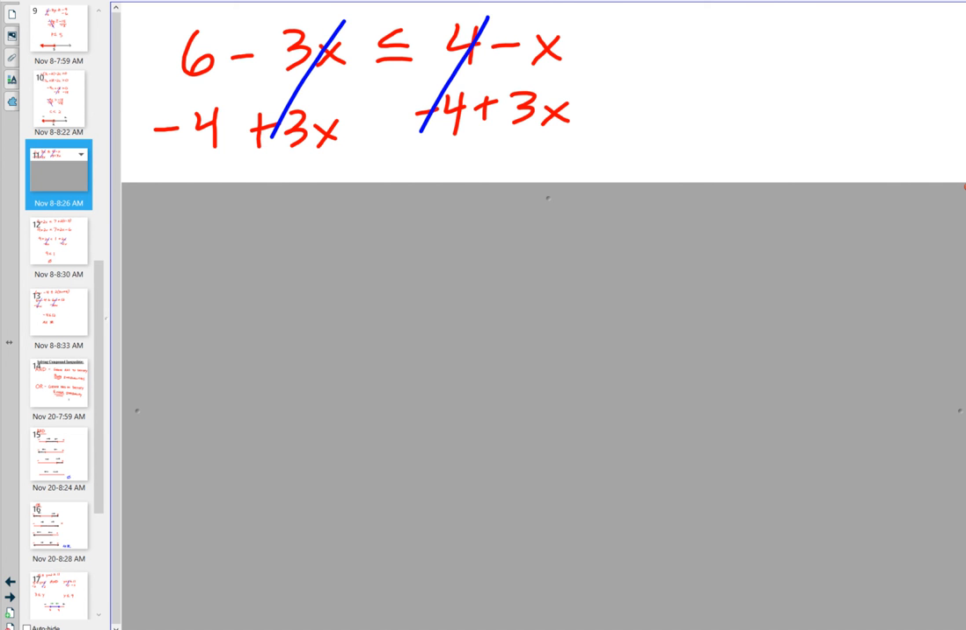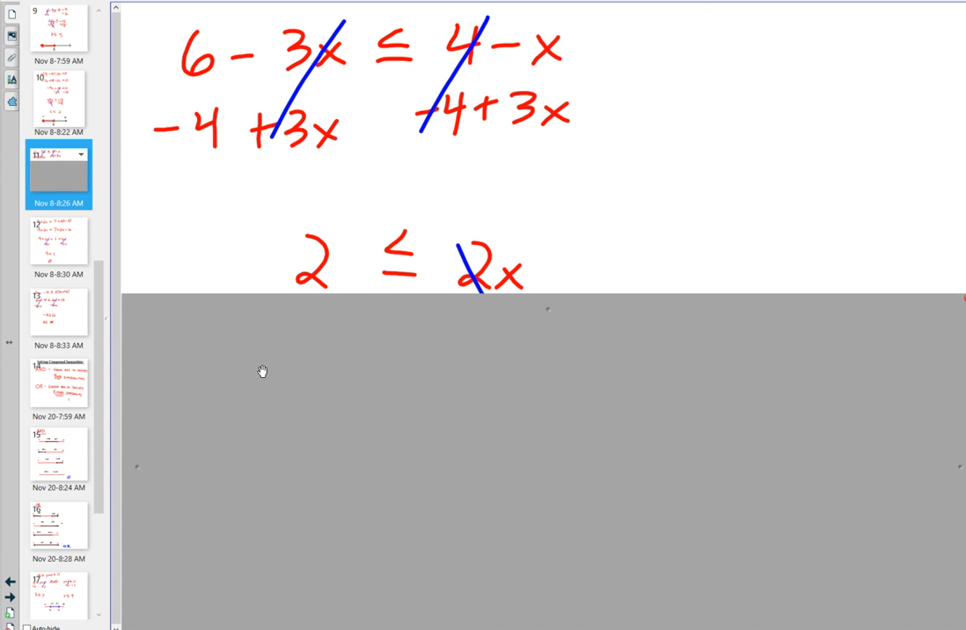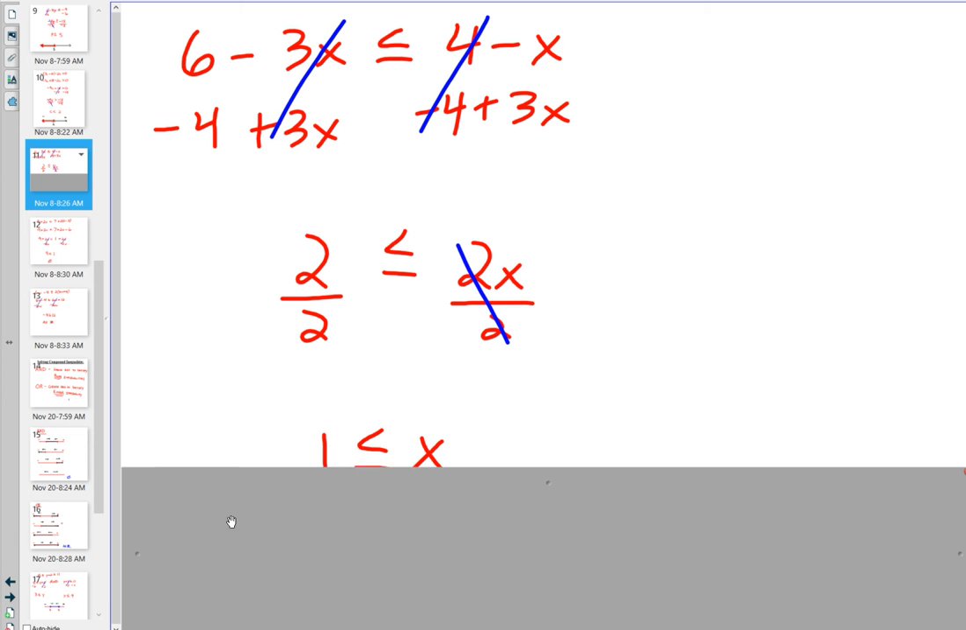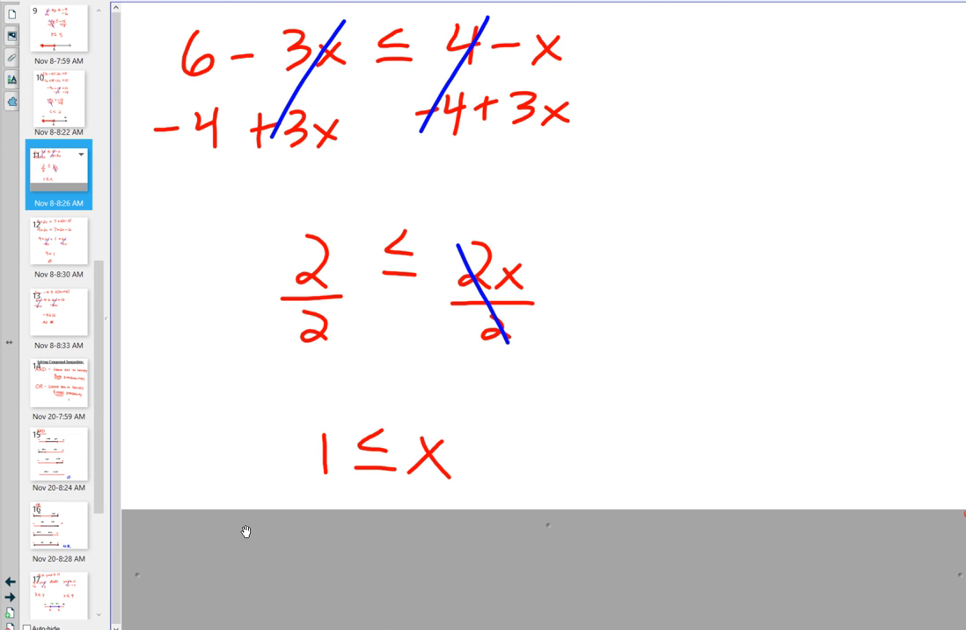I started with 4 terms. I still have 4 terms, but now I have the like terms aligned. 6 minus 4 is 2. Negative x plus 3x is 2x. I divide by 2, but I'm dividing by a positive. By moving the smaller coefficient, I guarantee myself a positive. So no more need to flip a sign. And I get that 1 is less than or equal to x.